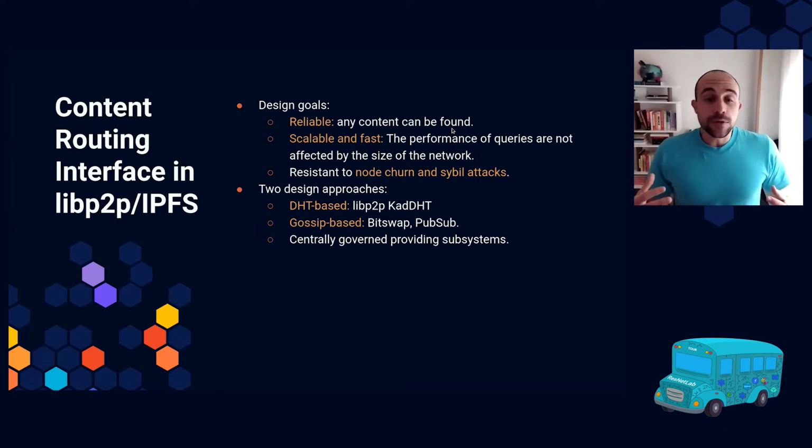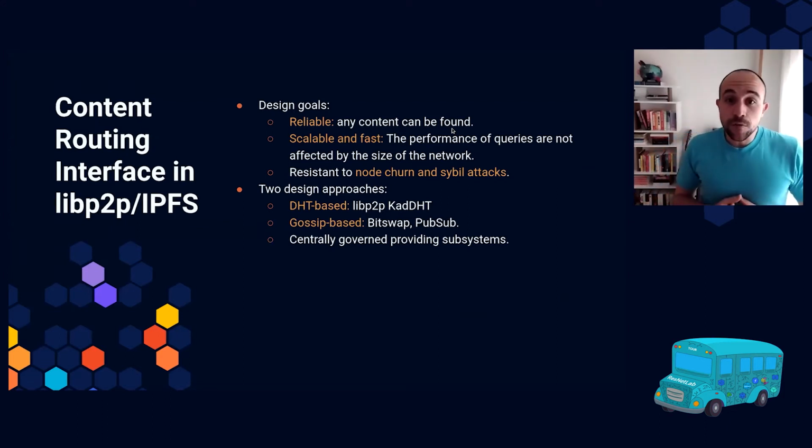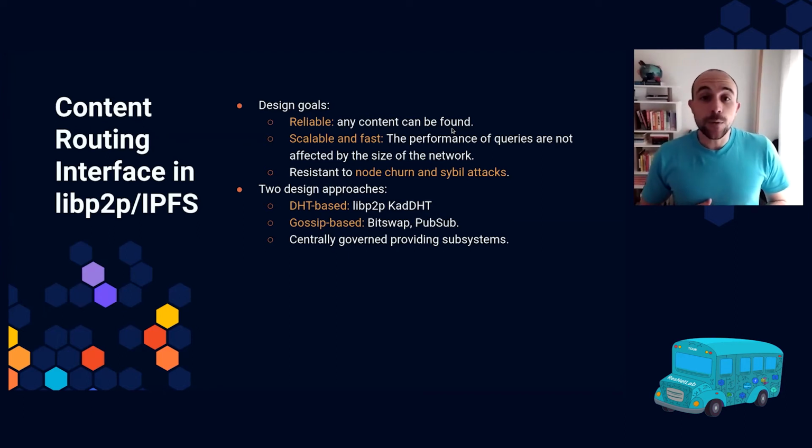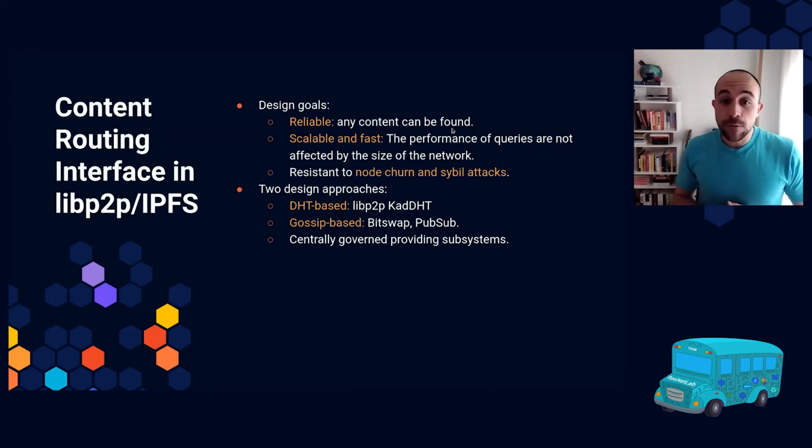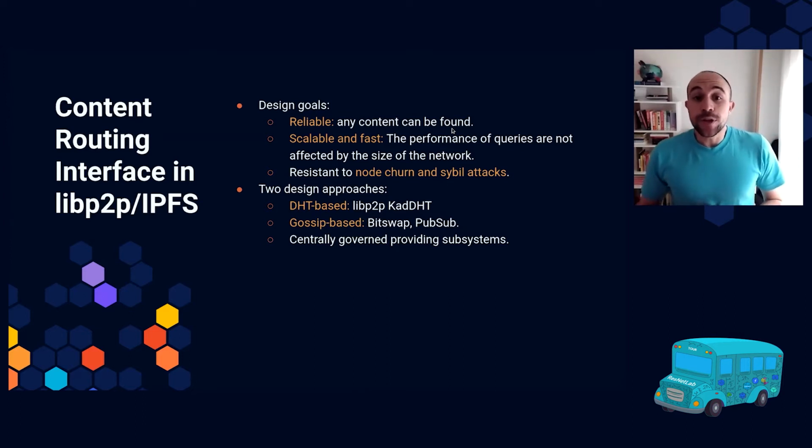All of the protocols that implement this content routing interface need to follow the following design goals. First, these protocols should be reliable, so they should give us a way of finding any content that is stored in the network in a reliable way. Also, they should be scalable and fast, so the performance of the queries and operations over this protocol is not affected by the size of the network.